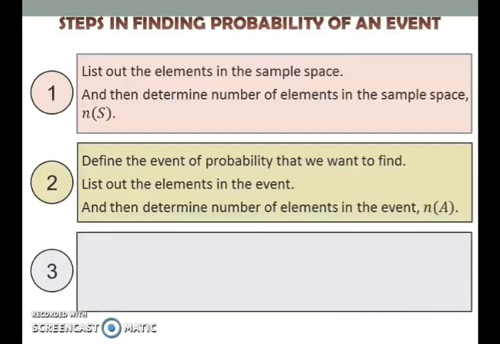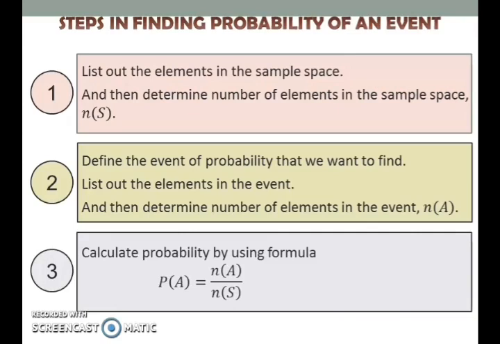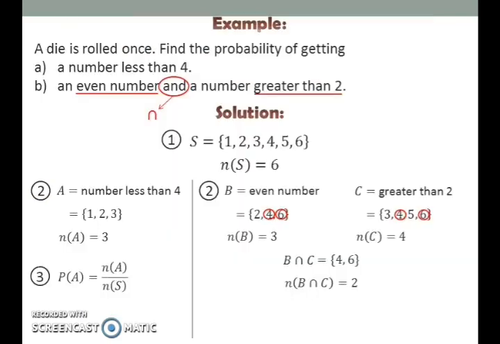After that, calculate probability of the event by using formula. To calculate probability of A, take number of elements in A, which is 3, and divide it by number of elements in the sample space, which is 6. To calculate probability of B intersect C, take number of elements in B intersect C, which is 2, and divide it by number of elements in the sample space, which is 6.